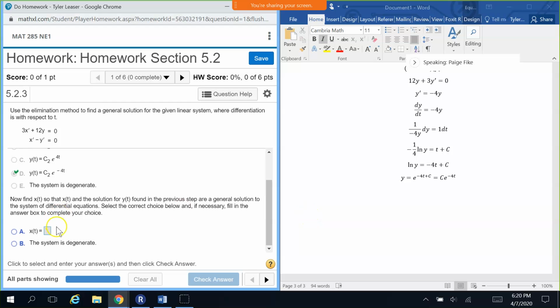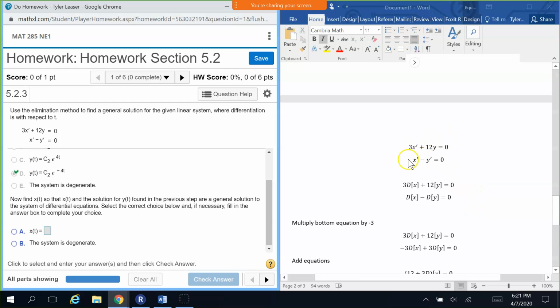Okay, so second part, now find x of t. So the x of t and the solution y found in the previous step are general solutions to the system up top. There's a couple different ways of finding x. You could start back over, but instead of eliminating the x's like we did, you could multiply by something and then add the equations together to eliminate the y's and then solve for the x.